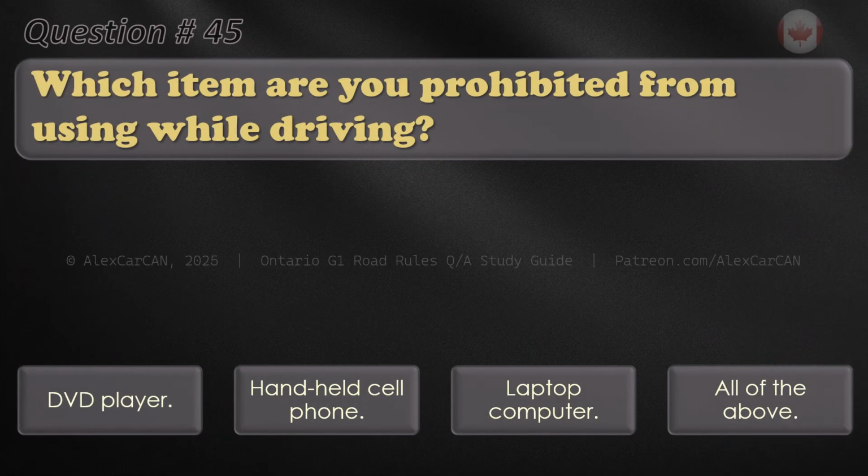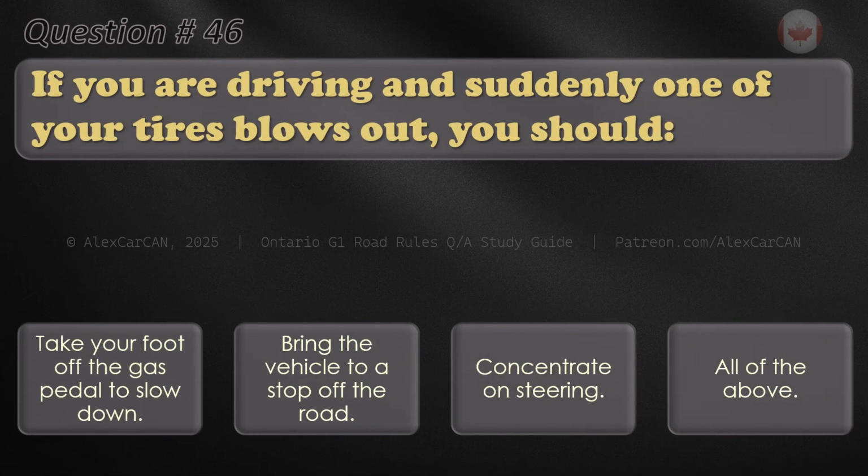Question number 45. Which item are you prohibited from using while driving? DVD player, handheld cell phone, laptop computer. All of the above. The correct answer is all of the above. Question number 46. If you are driving and suddenly one of your tires blows out, you should take your foot off the gas pedal to slow down. Bring the vehicle to a stop off the road. Concentrate on steering. All of the above. The correct answer is all of the above.